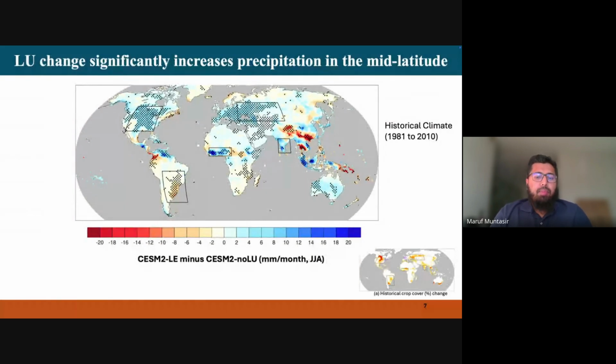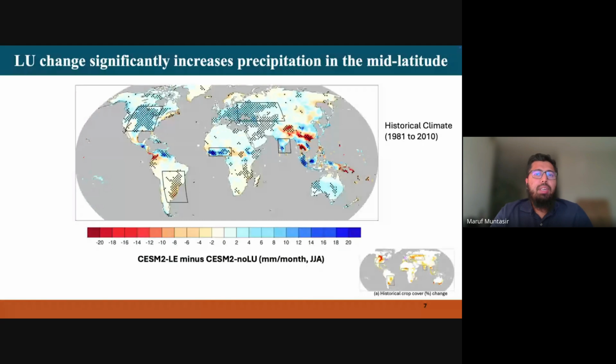So this figure shows the historical precipitation difference between CSM2 LE and no LU. In easy words, this is LU minus no LU, and it is JJ historical precipitation. We can see that precipitation increases significantly in mid-latitudes due to the land use change. If we look at North America and Eurasia, we can see that there is a significant change of precipitation. It increases significantly. And in South America, precipitation decreases significantly.